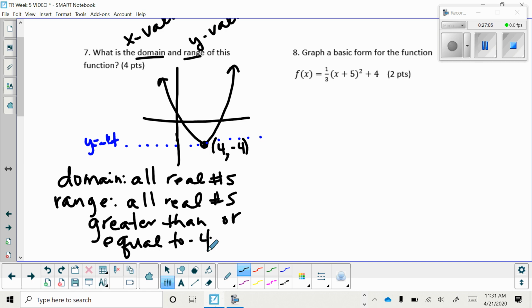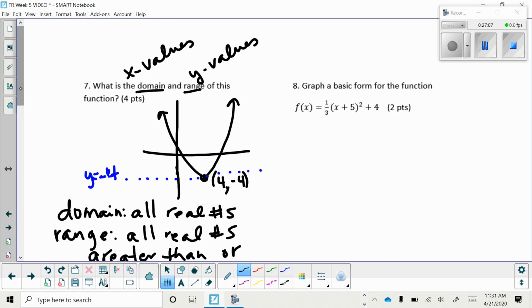Number 8's kind of its own question, its own flavor. This is not standard form. It's still a quadratic because you see it has a squared exponent there. But this is what's called vertex form. And it's really great for figuring out quickly what the vertex is. Now remember, your vertex is x, y. Without doing any math at all, we can just look at this equation and figure out what our vertex is.